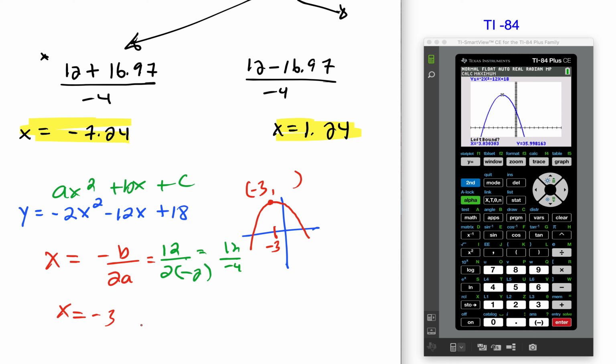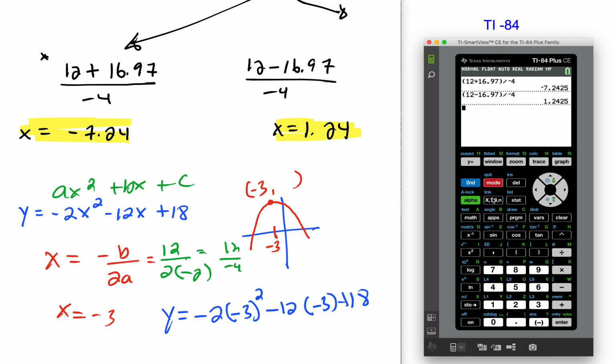Great. Now what you want to do is plug this in for x into the original quadratic equation. When you plug that in for x right there, you're going to get the corresponding y value right there, which we know is already 36. So y equals negative 2 times negative 3 squared minus 12 times negative 3 plus 18.